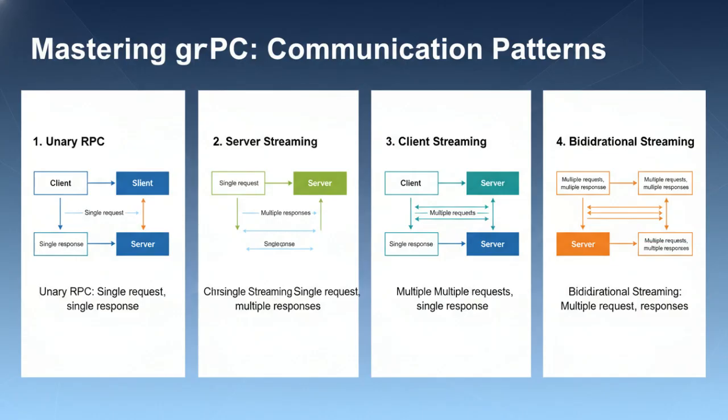Next is client streaming, where the client sends a sequence of messages, and after all messages are sent, the server responds with a single message, perhaps an aggregation or confirmation. Finally, bidirectional streaming allows both the client and server to send a sequence of messages independently and concurrently, like a real-time chat application. These patterns provide immense flexibility for diverse application needs.